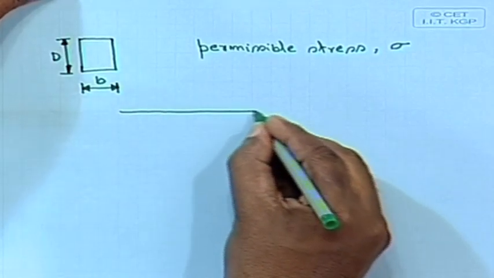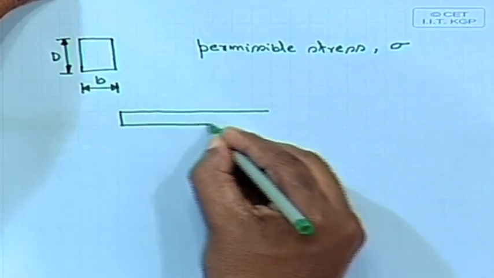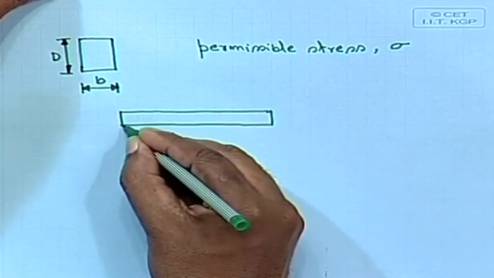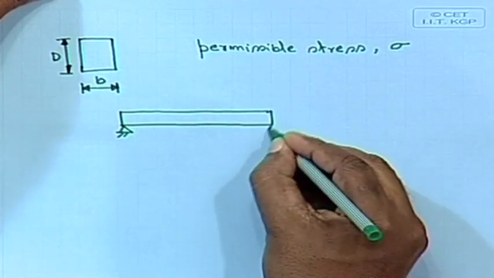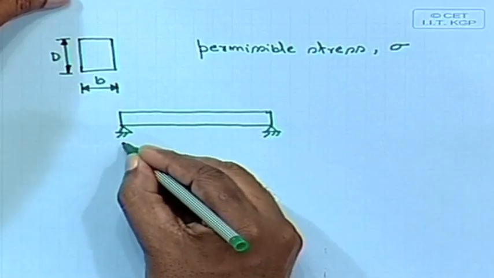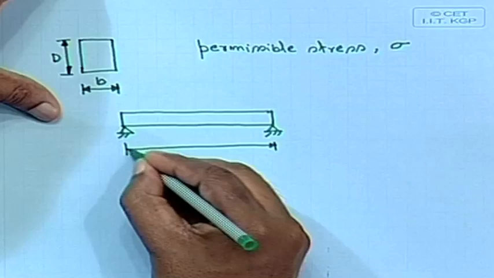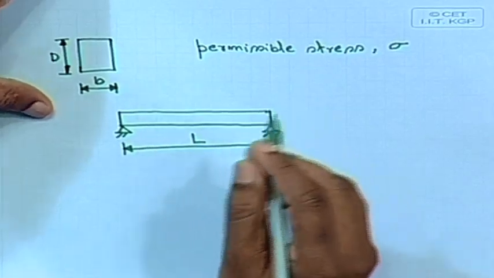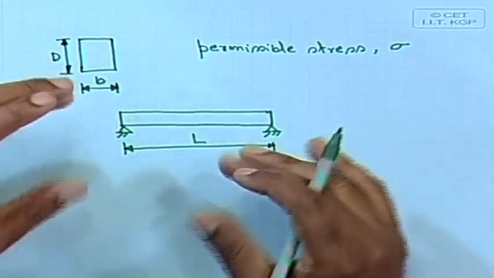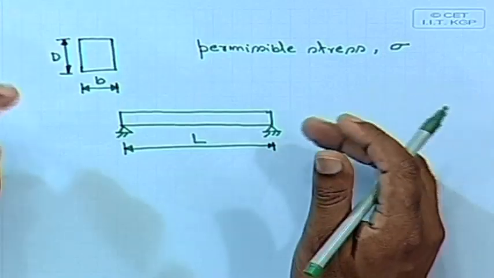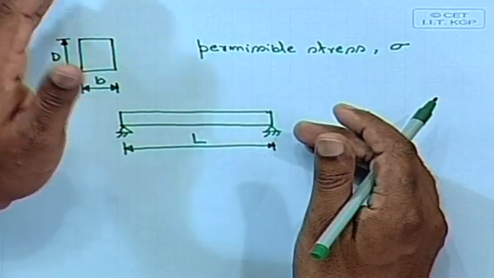We can consider a simply supported beam, having a certain length, a span, let us consider L. We can consider different kinds of load, say a concentrated load at the center, or a UDL, or whatever arbitrary load. So, what is the design philosophy? We have to find out the maximum moment.